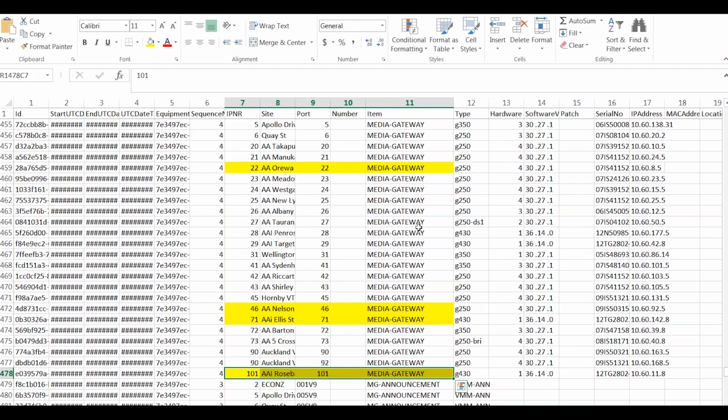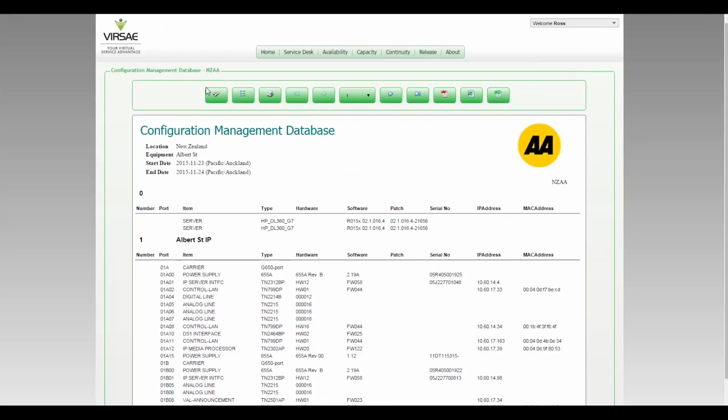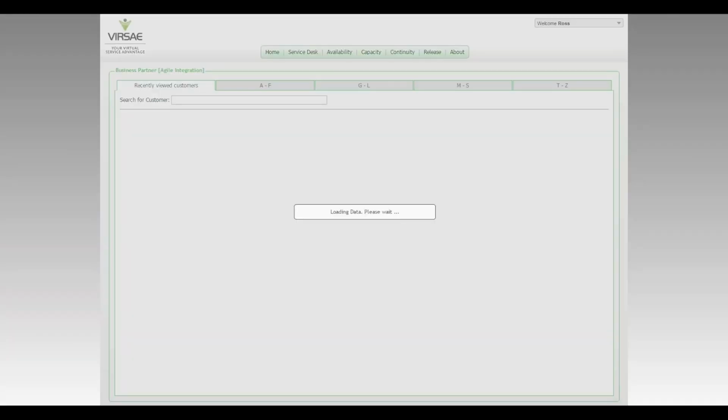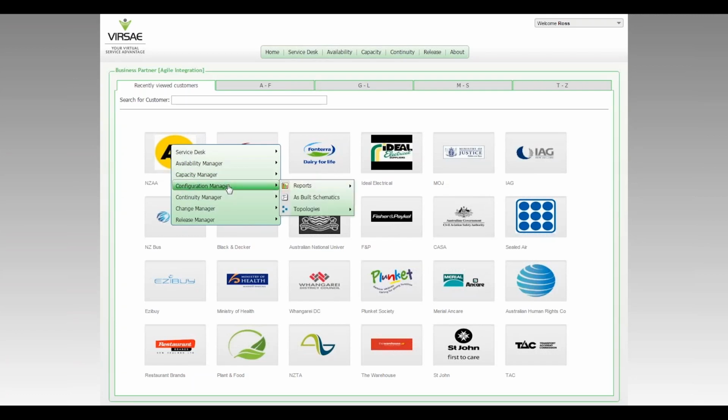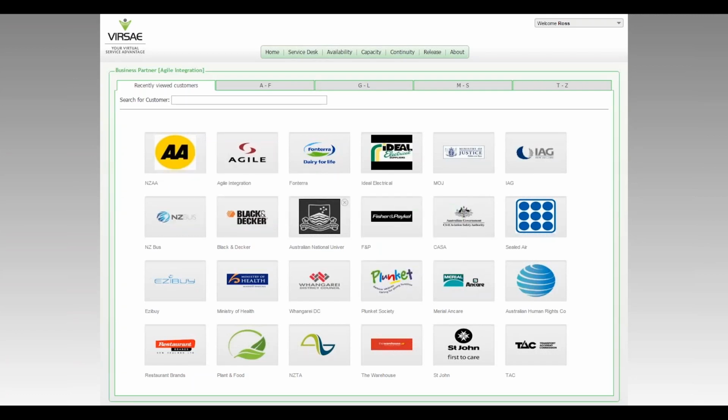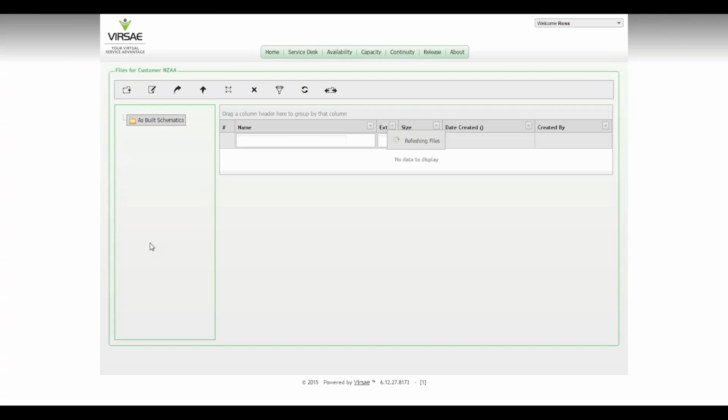So what we're interested in is any evidence we can find of connectivity issues between 1, 9 and 70 collectively, trying to talk to network regions 22, 46, 71 and 101. From there we'll look at the other aspect of configuration and go to the as-built schematics. Virsae builds these as-built schematics on a weekly basis.